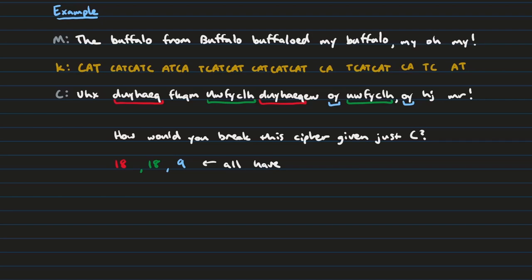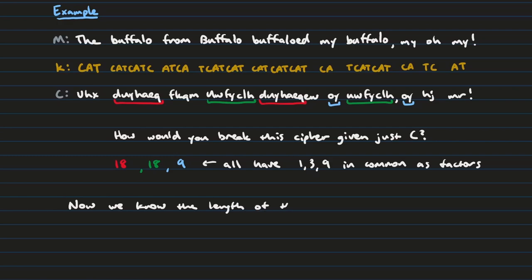So what do these numbers have in common? Well, they're all multiples of 1, 3, and 9. And what this means in practice is that the keyword length has to be one of these factors, either 1, 3, or 9. Now, if we were to do this for a longer ciphertext, we'd be able to essentially count up the frequency with which a factor occurs given certain repeating strings. And what we will determine is what the actual final keyword length is using this method.